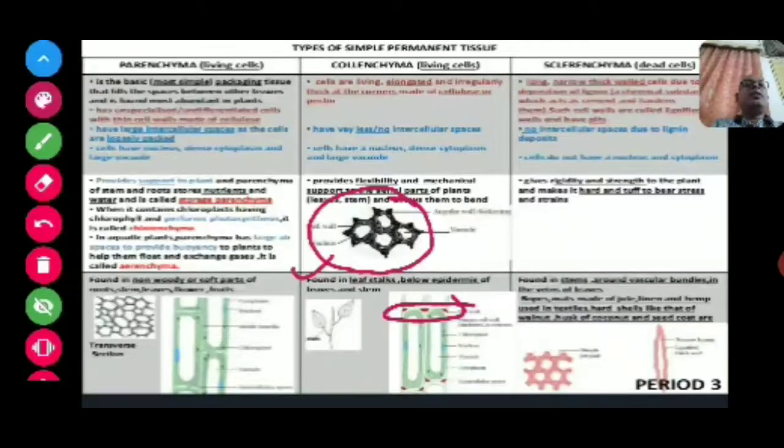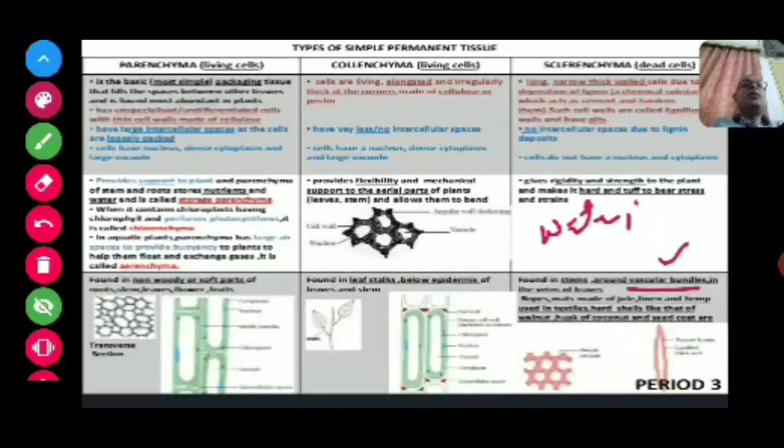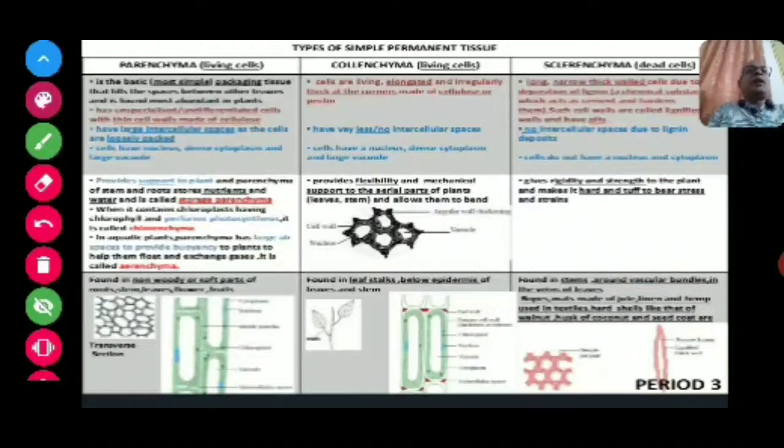And the third one is the sclerenchyma, that is dead cells. These cells are found in the stems around the vascular bundle. As all of you know, what do you mean by vascular bundle? Vascular bundles are the tissues which are responsible for movement of water, minerals and food materials. They help in the transport of water, minerals and food materials in the plant system.